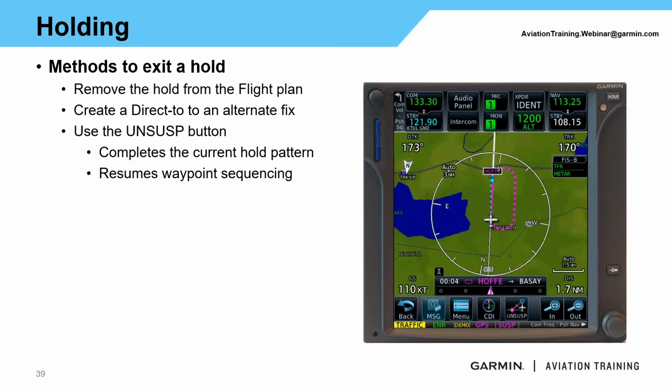Other options would be to create an additional navigational function, such as a direct to, activate leg, something like that. All of those will do it. We can also touch the hold and press remove. That will be one of the waypoint options.